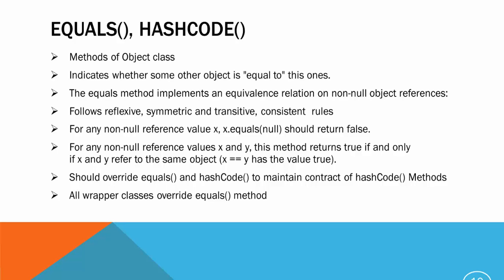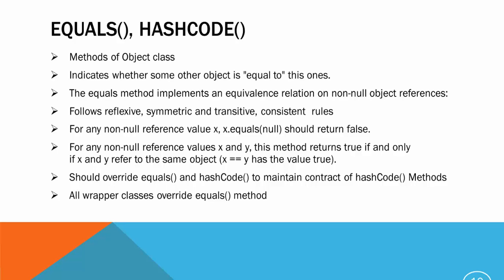Consistent, when I say object 1 is equal to object 2, however many times you call this method, it will always be consistent, that will always be equivalent. If object 1 equals object 2 and object 2 equals object 3, that is true, then it will always be true. So equals follows this kind of rules.